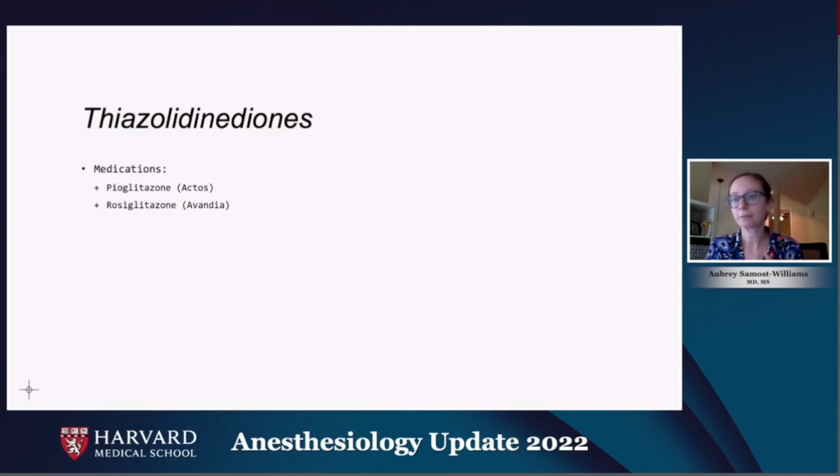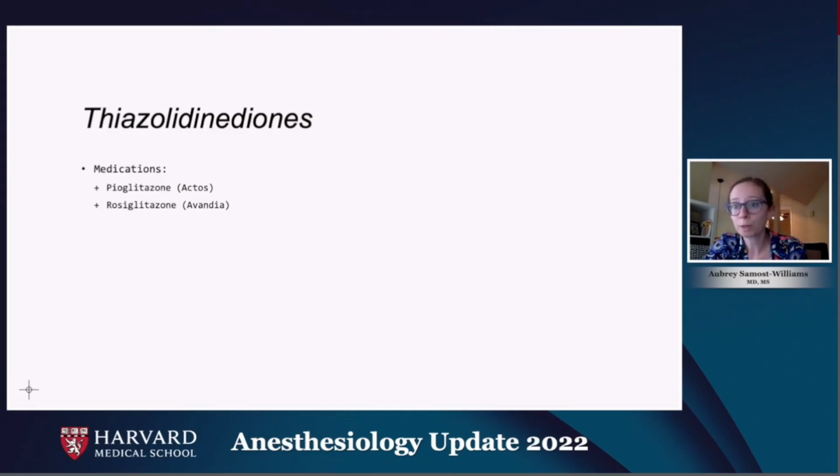Rosiglitazone is highly regulated by the FDA because it has a high incidence of cardiac adverse events. And so you probably won't actually come across a lot of patients on rosiglitazone. But pioglitazone is still reasonably used, again, in the United States. If you go to Europe and other countries, it's not so common to find these medications there.